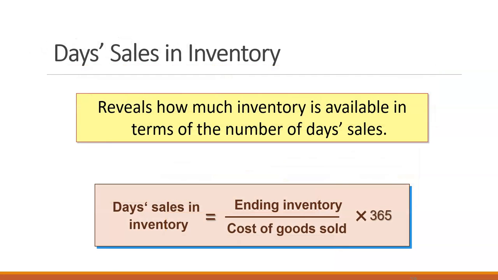The other ratio that we use is the day sales in inventory. This shows us how many days on average it takes for us to sell our inventory, or how long inventory sits on our shelves waiting to be sold. So this is our ending inventory divided by cost of goods sold times 365 days.